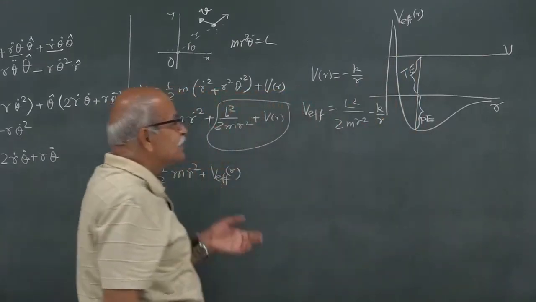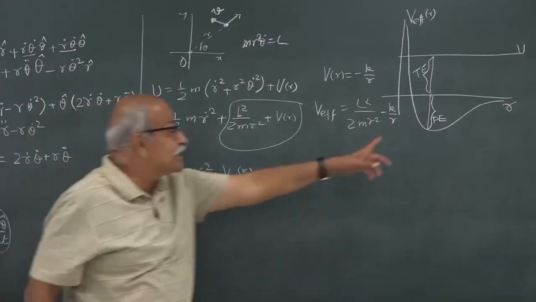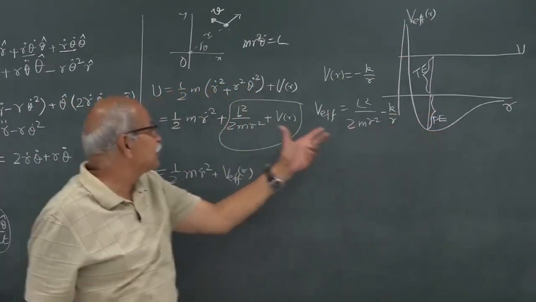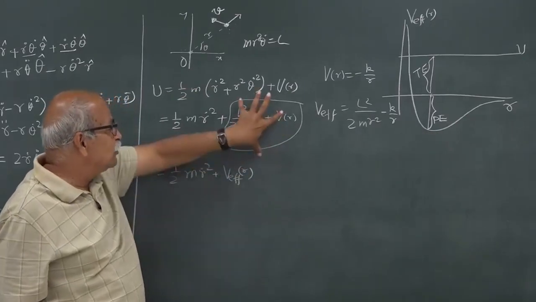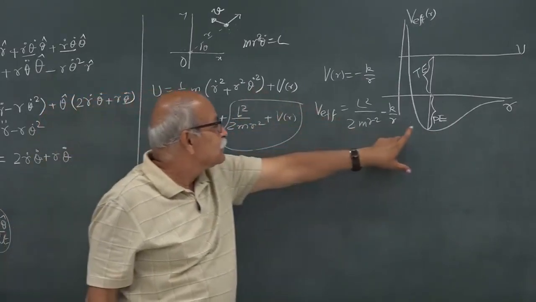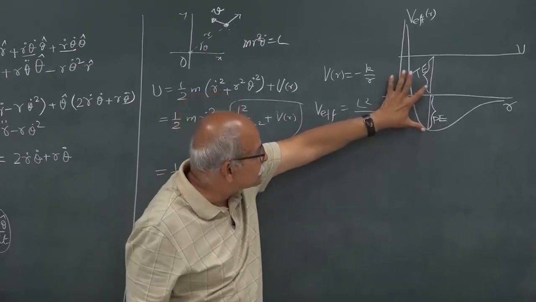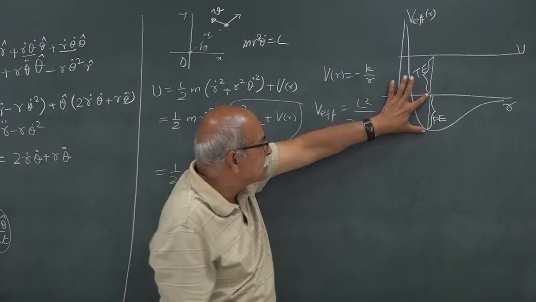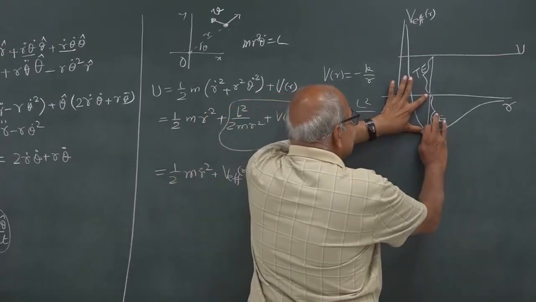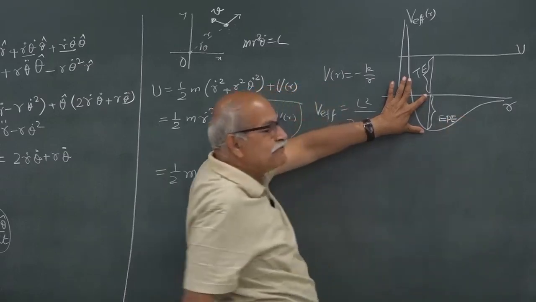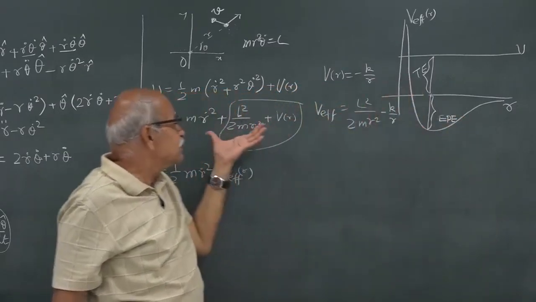Okay. So, this is not potential energy, this is effective potential energy, this much. The value of this is given by this point, this much is the effective potential energy. So, V effective is this much.